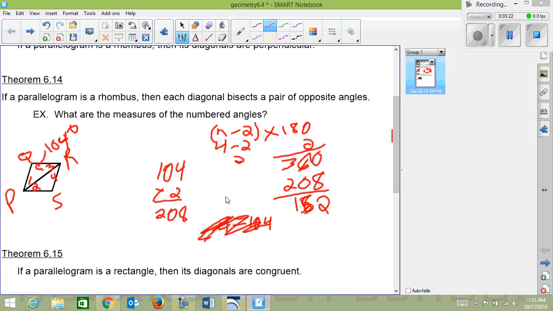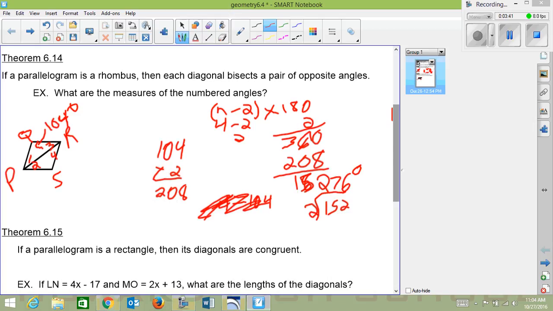But that is two angles. That's this whole angle, 3 and 4 together, and 1 and 2 together have to add up to 152. So 152 divided by 2 is 76 degrees. Not 276, it's 76. Okay, so that means that this whole corner right here is 76 degrees.